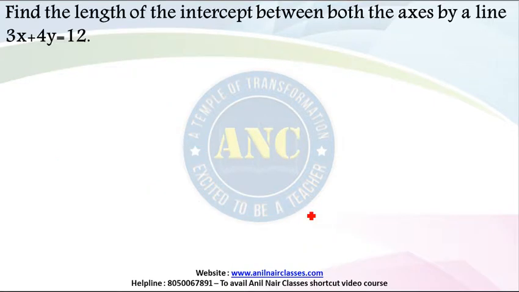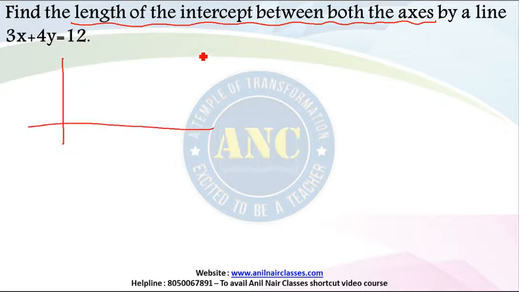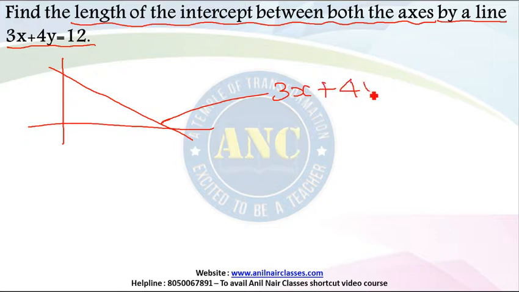Your next question says, find the length of intercept between both the axes. Find the length of intercept. That means this is the length of intercept I need to find between both the axes joined by a line 3x plus 4y is equal to 12. There is a line called 3x plus 4y is equal to 12. I want to find the length of the intercept between both the axes, which is joined by the line 3x plus 4y is equal to 12.